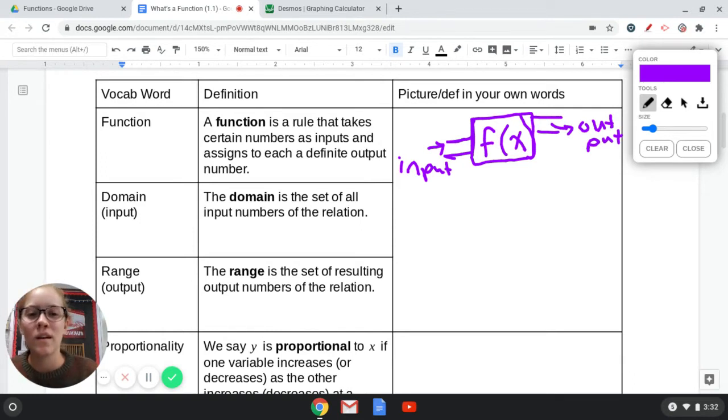One and one. Now, you may have heard different words for these, which is good because there are different words for these. In terms of our coordinate plane, our Cartesian coordinates, input aligns with x and output aligns with y. Typically in science classes, these are independent and dependent variables. X is your independent variable, and y is your dependent variable.